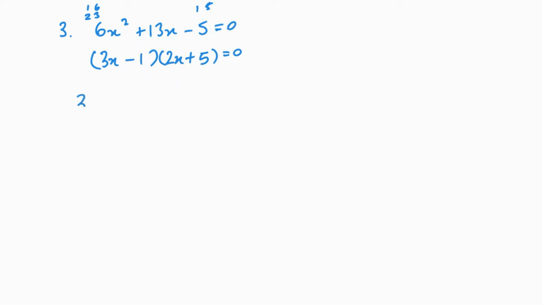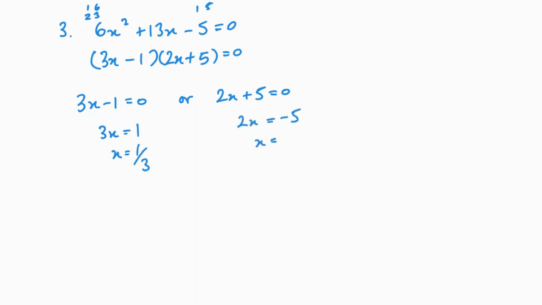And then solving, so we get 3x minus 1 equals 0, or 2x plus 5 equals 0. 3x equals 1, x is 1/3, and 2x equals negative 5, x equals negative 5 over 2. So there's my two solutions. And don't forget, the reason you're writing this is that if I make the bracket 0, then 0 times anything is 0. And that's my goal. That's why we need to make sure that this is always equal to 0.